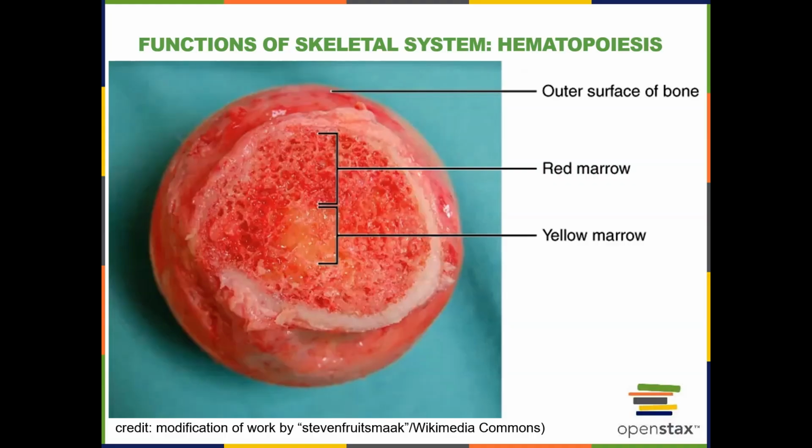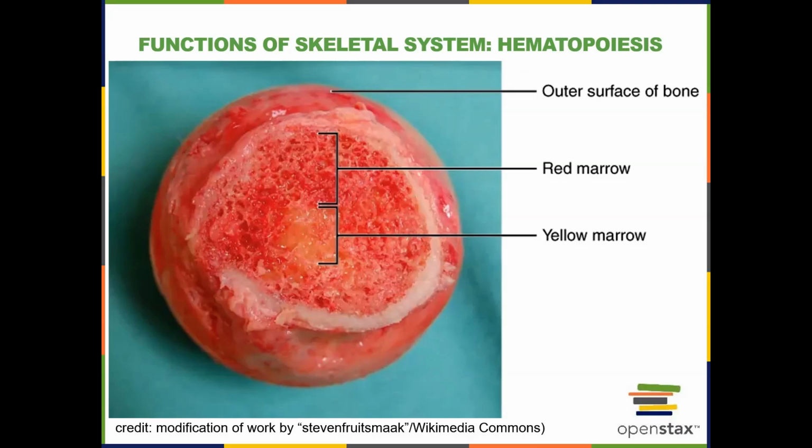So here we can see a photo of the head of the femur, a cross section through the head of the femur showing the red bone marrow and an inner core of yellow bone marrow that's within the proximal end of the femur, the head of the femur, where the joint with the hip is formed.